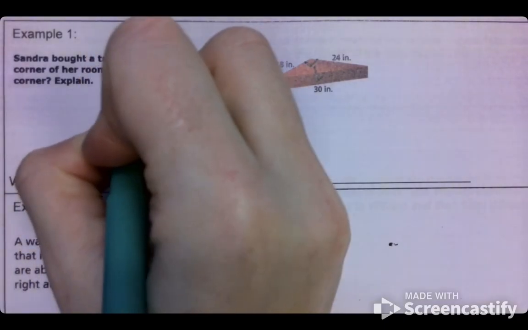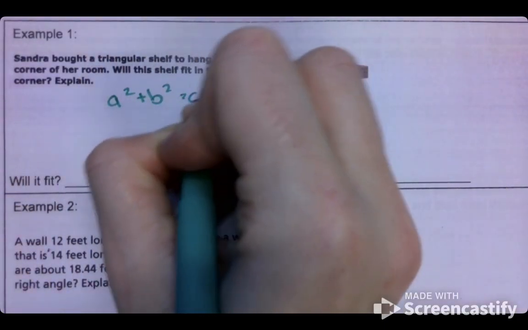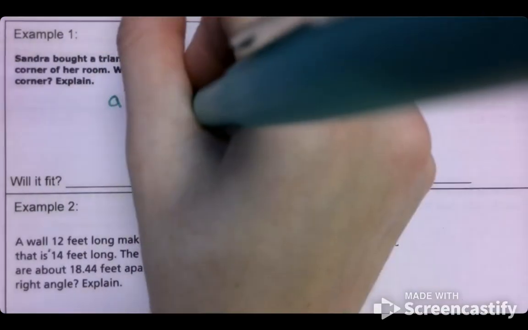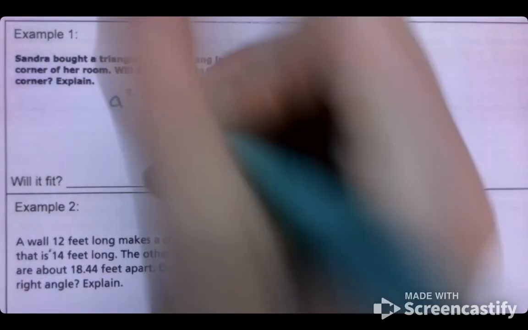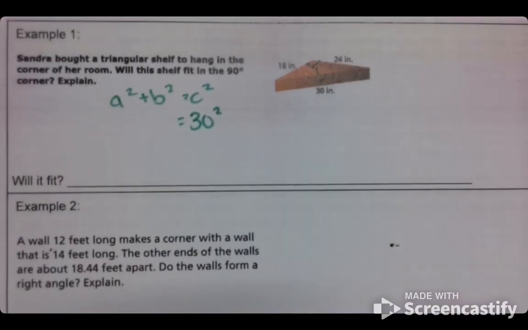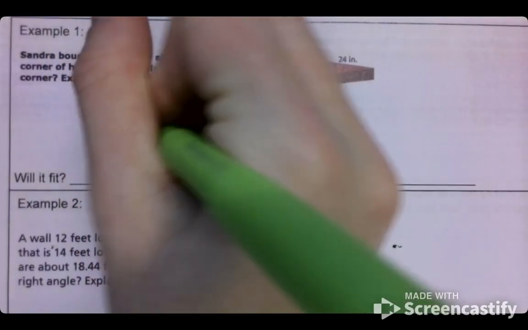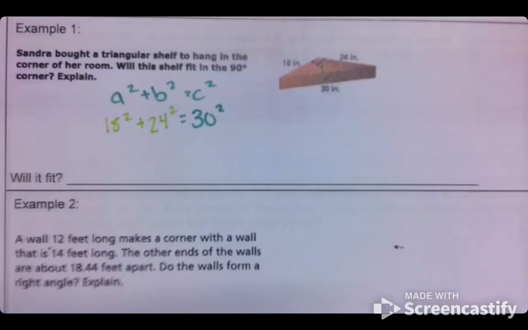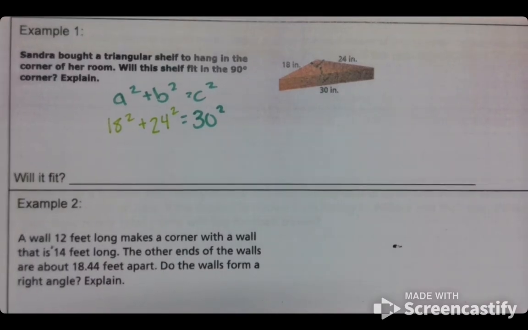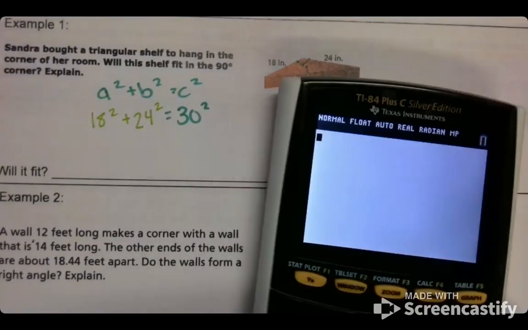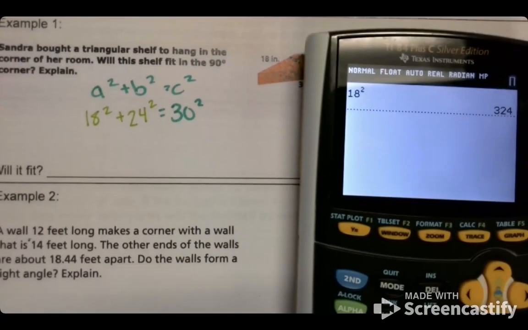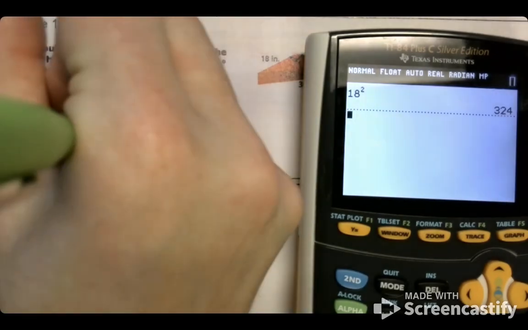So if I have my a squared plus b squared equals c squared, I'm going to plug in that 30 for c squared. And then I'm going to do my a, we'll call that 18. And I'm going to call my b 24. Okay? Then from there, we're going to do some math. Miss Sherman's got to get a calculator. Okay. So I'm going to do my 18 squared and get 324.